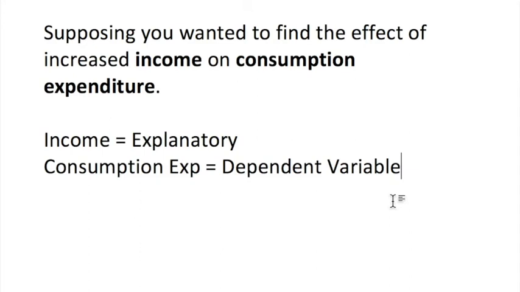But a theory is not empirical evidence. A theory has to be statistically proven. It has to be tested empirically. And the empirical verification or measurement of economic theory or law is what is referred to as econometrics.